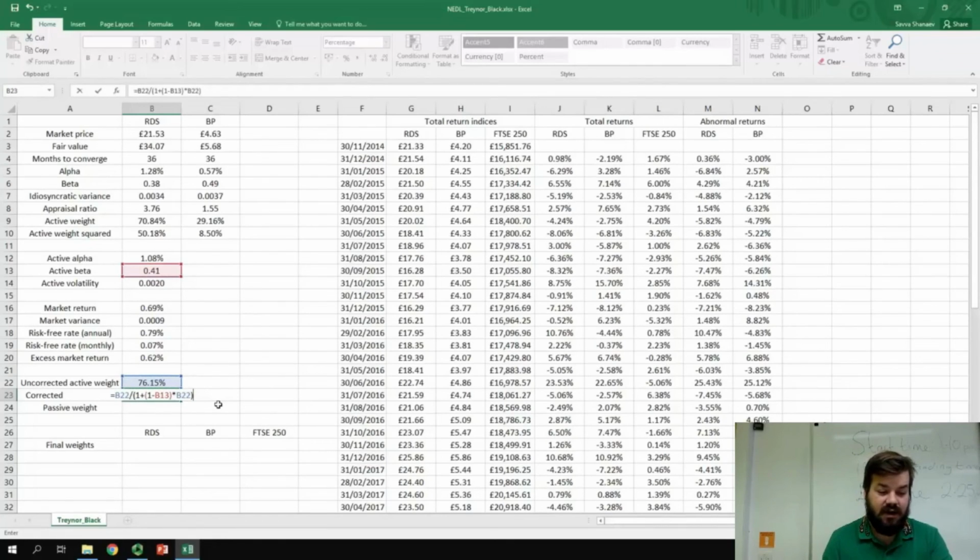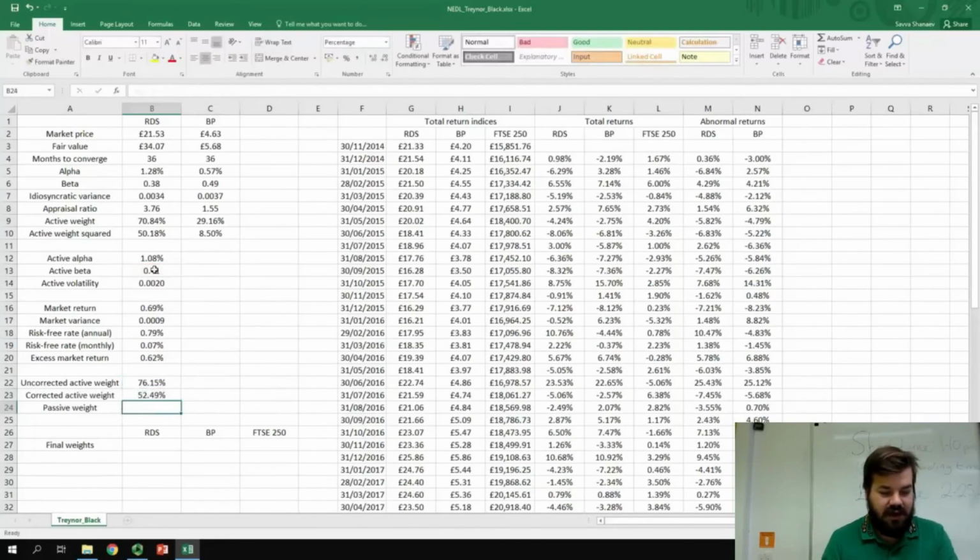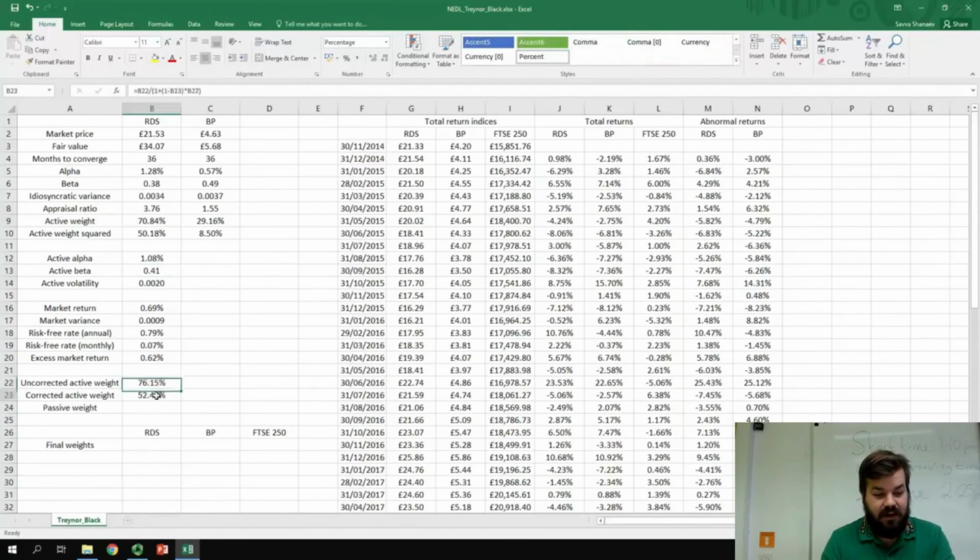And we can see here that this weight will decrease if our beta decreases and increase if our beta increases, exactly to capture this relationship between the beta of the active portfolio and the risk premium that we absorb by investing in it. And we can see that as our active beta is lower than 1, our corrective active weight is lower than our uncorrected active weight. And this is the final figure. The Treynor-Black model tells us to invest 52% of our capital into the actively managed portfolio.